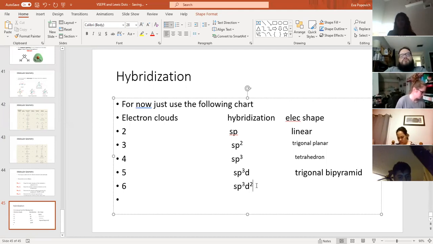Octahedron, 6 things around there. I need 6 atomic orbitals, sp3d2. So this is going to be octahedron. By the way, when you're doing this, if you see something like tetrahedral versus tetrahedron, the only difference between the two, tetrahedral is an adjective, tetrahedron is a noun. Only difference between the two.